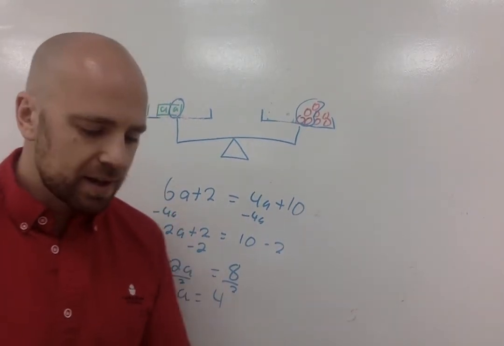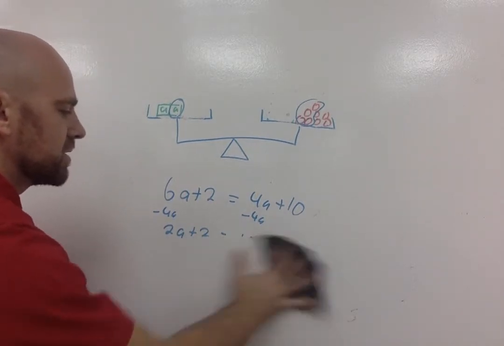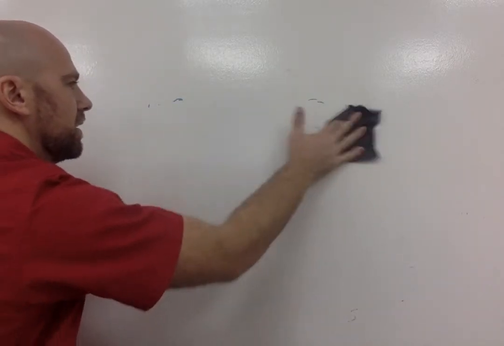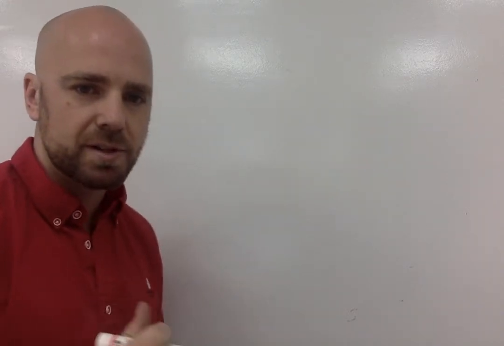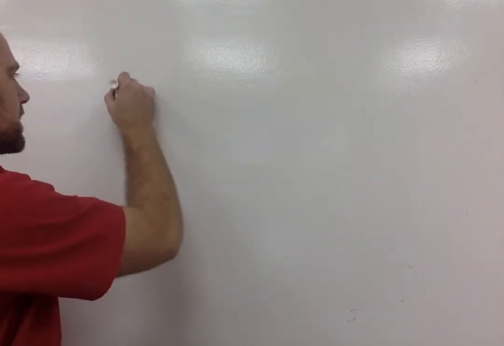Okay? I can do it with other things other than just using a scale. I can use integer tiles as well. So I'm going to use red and blue. Okay? Red represents negative, blue represents positive, just like we were using with polynomials. So what if we have something like this?